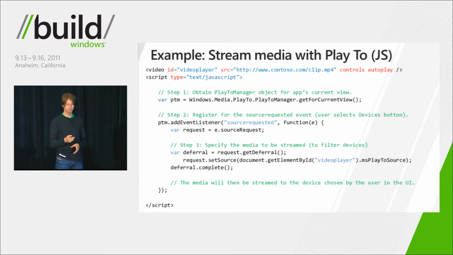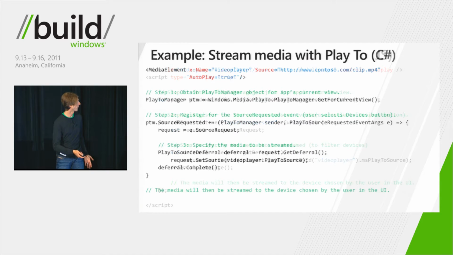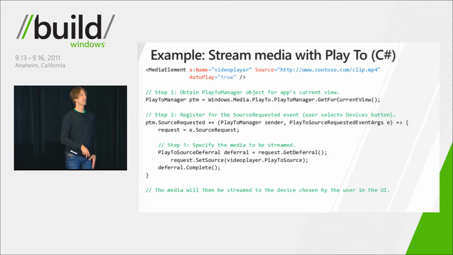It's very, very simple. Now, for you C# developers, this is what it looks like in C#. I'm going to do a little back and forth. It looks identical. The APIs in WinRT are projected in a natural way. You can program to them in the same natural way you would expect to in your language. Okay?